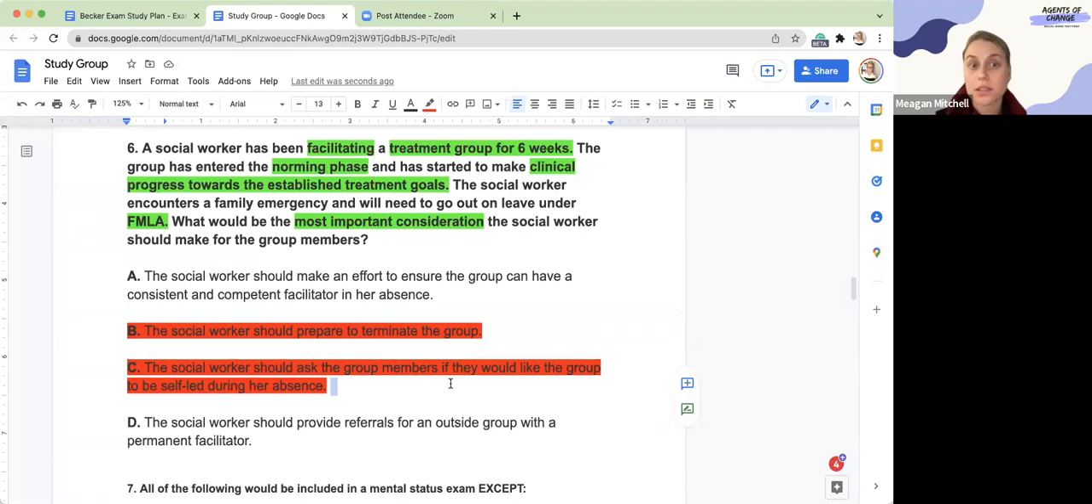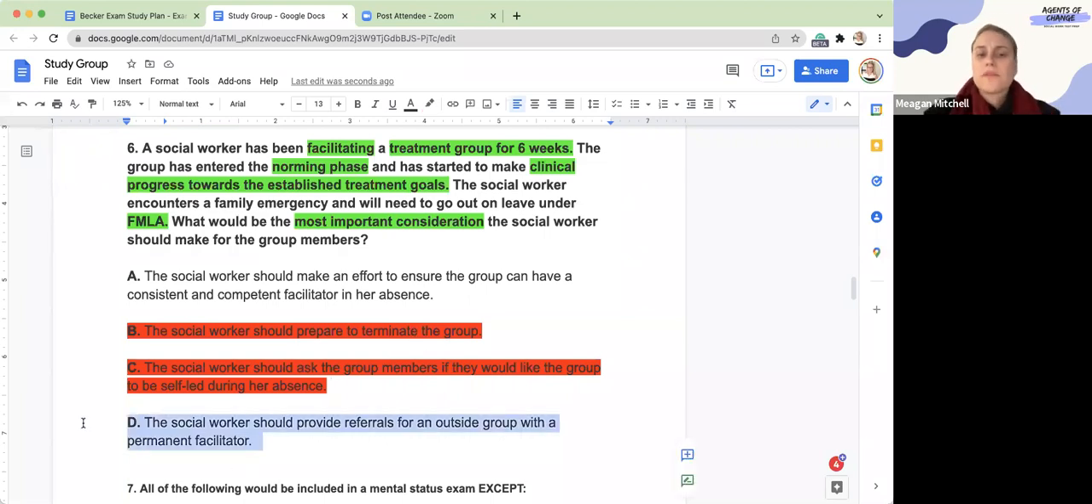Power dynamics. Is it clinically appropriate for it to be self-led, right? We don't have any idea what they're in treatment for. We are the expert, right? We cannot ensure that they are experts and that it would be appropriate at all. So C would be out too. We don't have enough information to determine that that would be appropriate. We don't know if they're competent. We don't know what's going on.